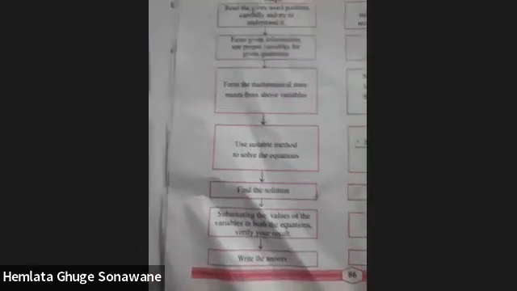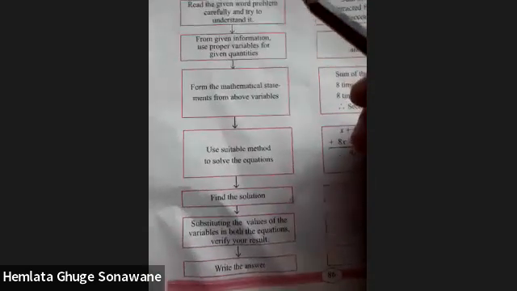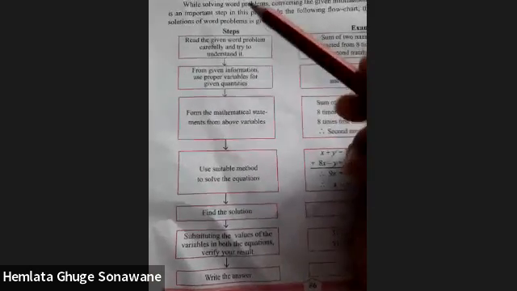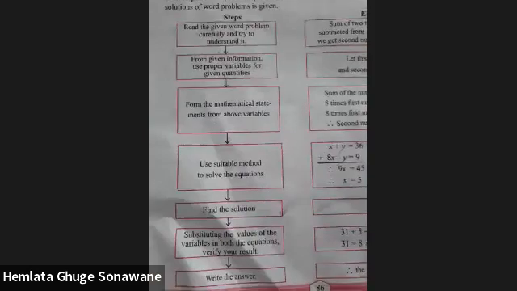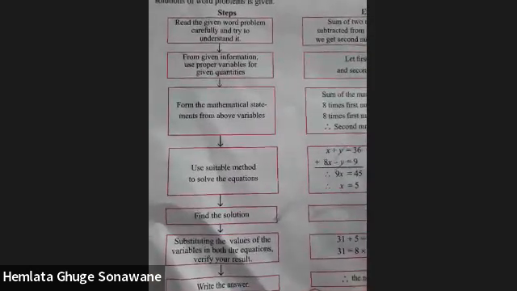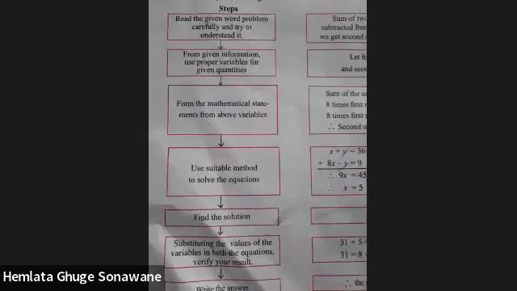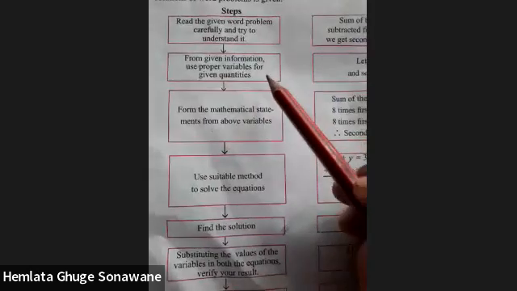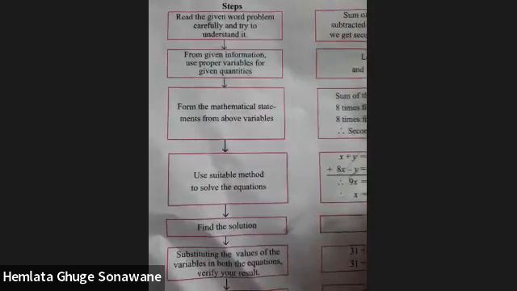There are some steps to be followed for solving word problems based on simultaneous equations. First, we have to read the given word problem and try to understand it, because we need to understand what is given in the example. From the given information, we have to use proper variables.